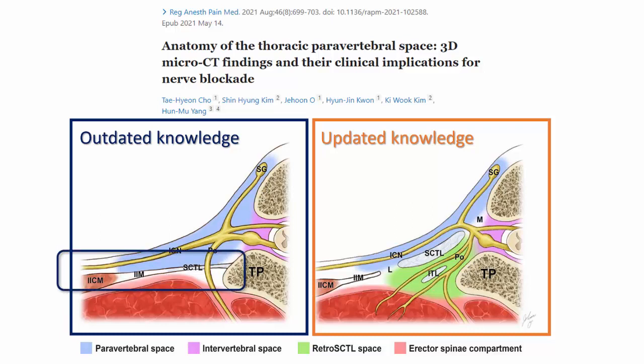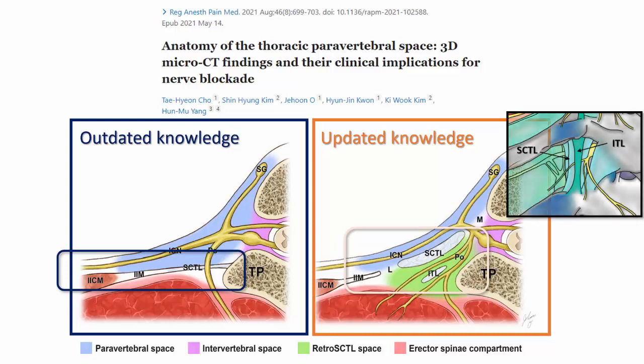First, the posterior boundary of the thoracic paravertebral space is not a simple, single, continuous layer of superior costotransverse ligament and internal intercostal membrane. Rather, there are multiple overlapping ligaments that span this area, the intertransverse tissue complex that I referred to in the last slide. Now, the two main ones are the superior costotransverse ligament, or SCTL for short, which runs between transverse process and rib, and the intertransverse ligament, or ITL, that runs between adjacent transverse processes.